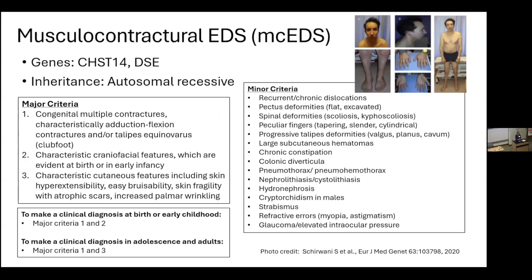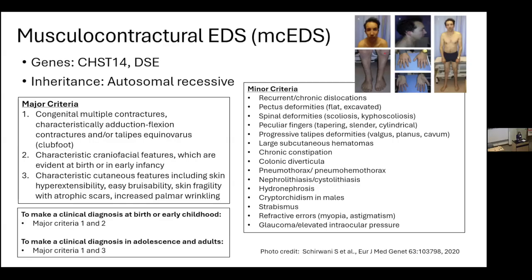The musculocontractural type may be caused by 2 different genes, CHST14 and DSE. And here again, this is an autosomal recessive condition. The major criteria are the multiple congenital contractures. And characteristically, they're contractures of adduction and flexion, and the presence of club foot.